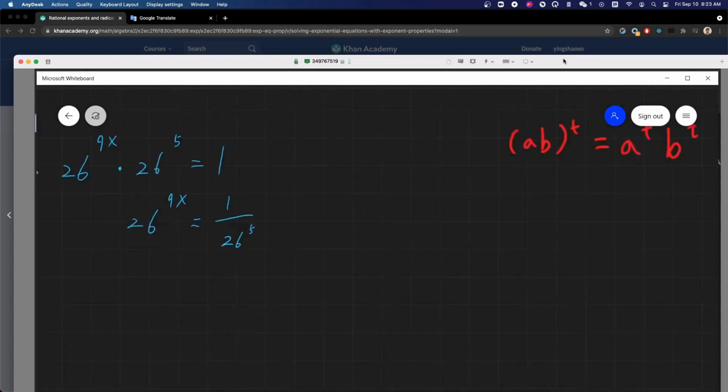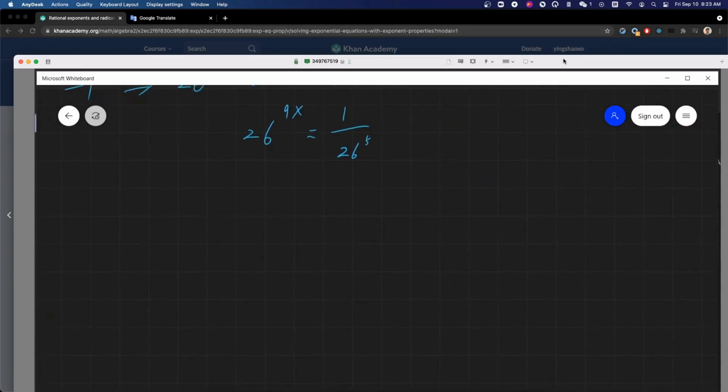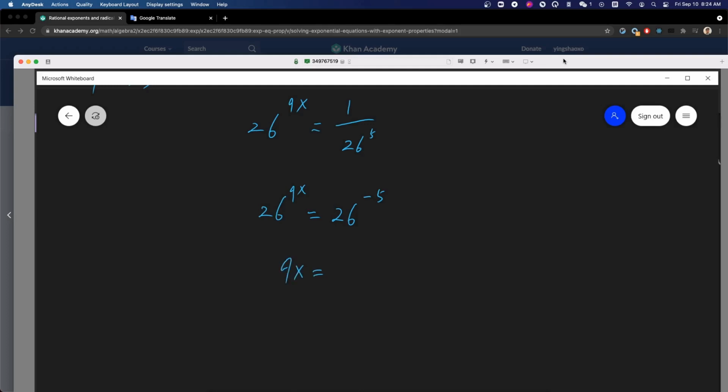Well, I was kind of running out of ways. So we have used the first equation here. What about the second equation? Wait a minute. I guess I just found a way. So here we got a fraction on the right hand side. We need to get rid of that fraction. How can we do that? We could do something like this. It's equal to 26 to the negative 5 exponent. After that we could clearly say that 9x would be just equal to negative 5. Then x would be equal to negative 5 over 9.